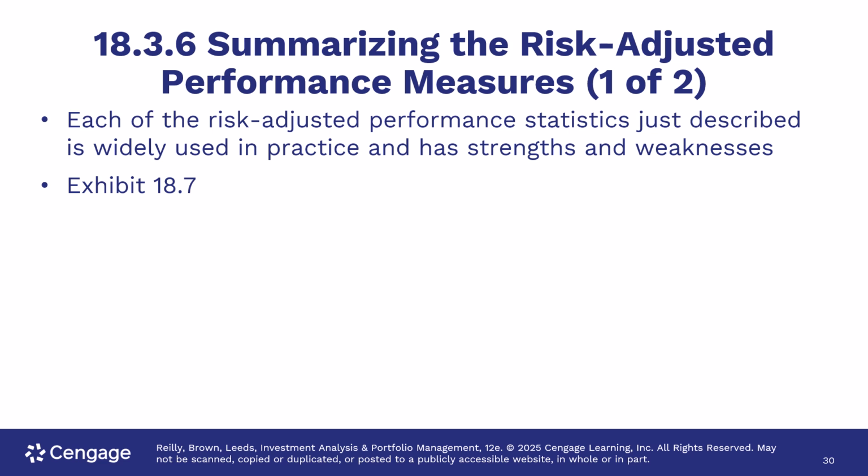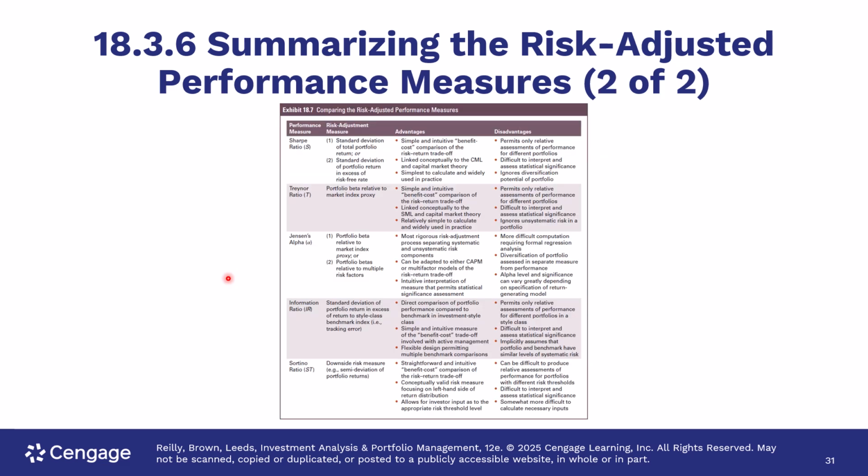With any performance metric in any discipline, there are pros and cons to each one of them. And so I think Exhibit 18.7, they're going to show us, list some of these things. Okay, you can read through this if you want. I'm not going to spend any time on this except to tell you to get rid of this one completely. When you're studying, we are not doing the information ratio.